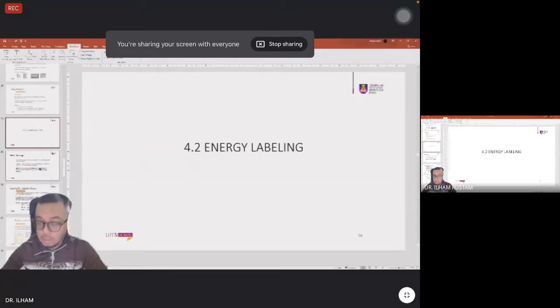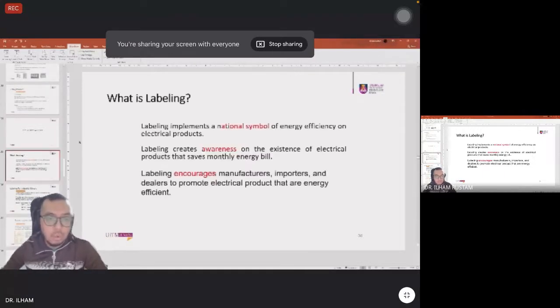Saya advise korang tengok. Let's say lah korang dah kahwin nanti, nak beli fridge sendiri, nak duduk rumah sendiri. Focus this thing. This can help you save your monthly bill. So what is labeling? Labeling implements a national symbol of energy efficiency. It creates awareness.